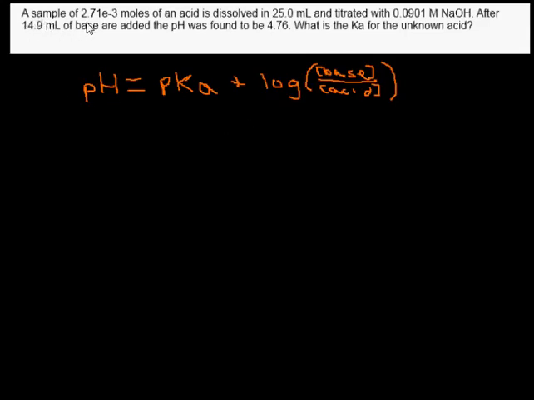So a sample of 0.71 times 10 to the negative 3 moles of an acid is dissolved in 25 milliliters and titrated with this molarity of sodium hydroxide. After this much of the base is added, the pH was found to be 4.76. So what is Ka for the unknown acid? So we need to know what Ka is. We can use this equation to figure that out, can't we?